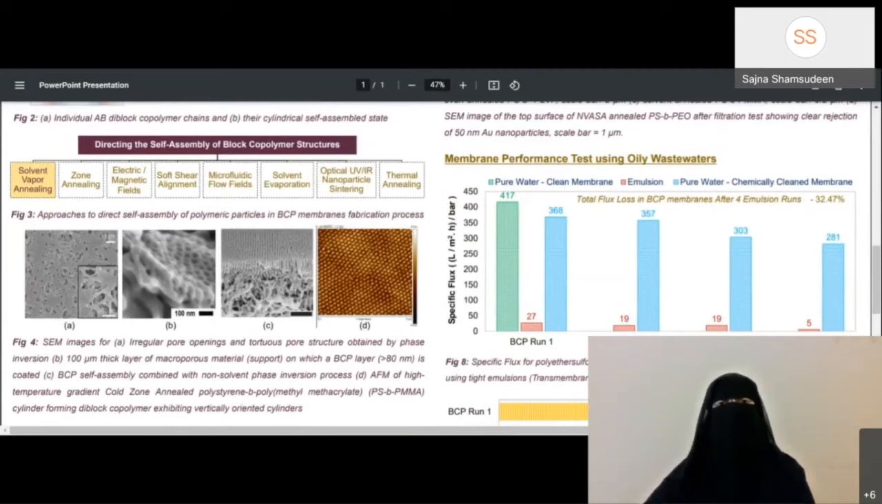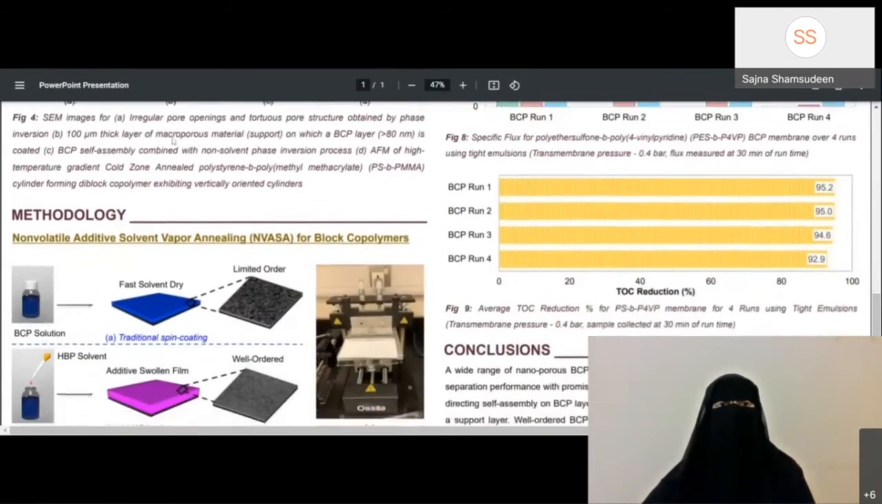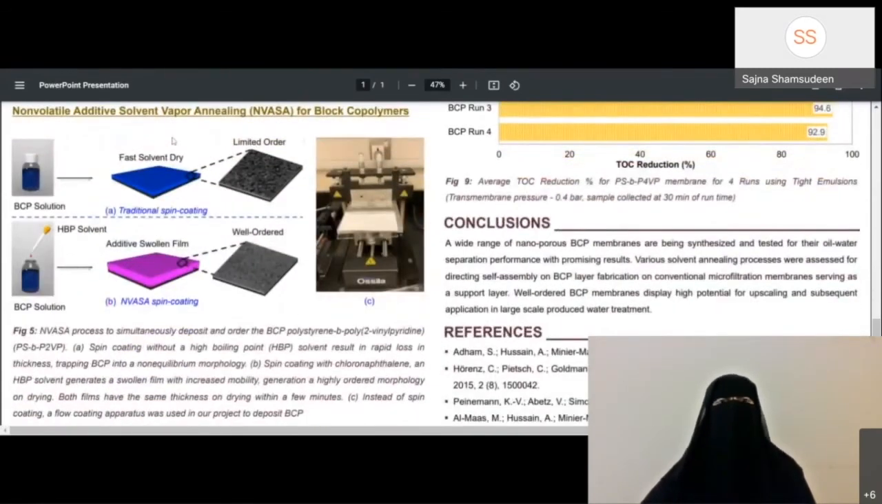Among the various annealing processes employed for polymer films, this project focuses on the non-volatile additive solvent annealing method. In this method, the BCP layer is simultaneously deposited and ordered while fabricating the composite membrane. This is a two-step process which involves the introduction of a high boiling point solvent to a BCP solution of a low boiling point solvent.